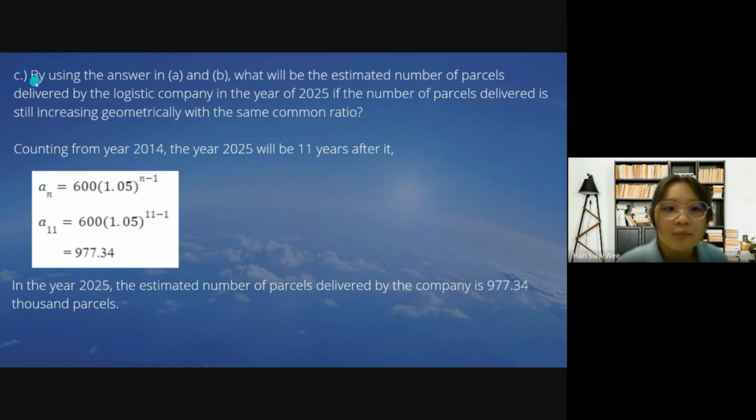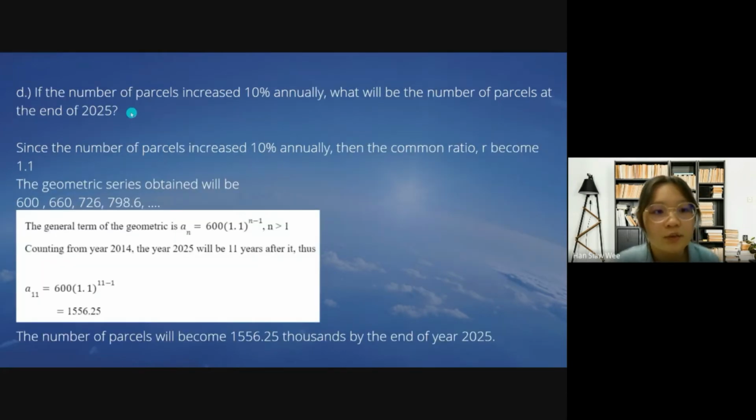For question C, by using the numbers in A and B, what will be the estimated number of parcels delivered by the logistics company in the year 2025 if the number of parcels delivered is still increasing geometrically with the same common ratio? Counting from year 2014, the year 2025 will be 11 years after it. So we substitute 11 and 1.05 into the general formula of the geometric series. We will get 977.34. For question D, if the number of parcels increased 10% annually, what will be the number of parcels at the end of 2025?